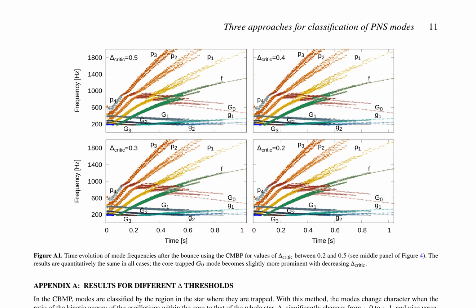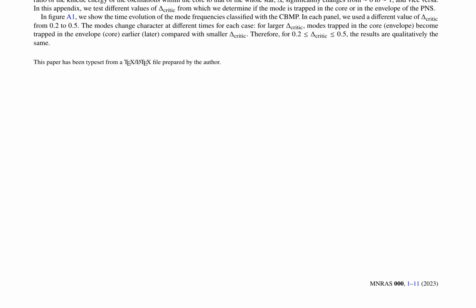The authors find that for 0.2 ≤ delta critic ≤ 0.5, the results are qualitatively the same, indicating that the CBMP method is robust to variations in the critical threshold value. This suggests that the classification of modes is not highly sensitive to the specific choice of delta critic within this range.